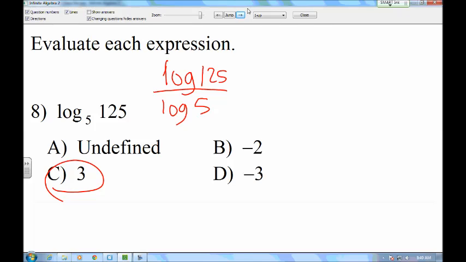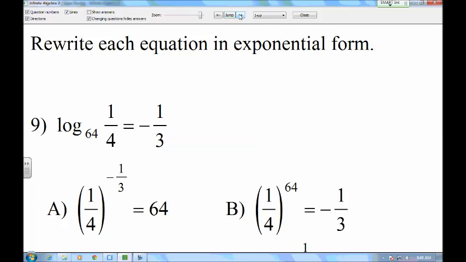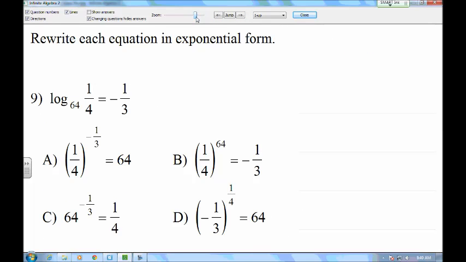You don't get it? Okay, rewrite each in exponential form. This is what we were practicing last class. Well, actually not last class. Exponential form. Right now it's in log form. I will help you with this one. Log 125 divided by log 5. Make sure you type it in the right order. Yeah, you have to do the log. Thanks for asking that question.